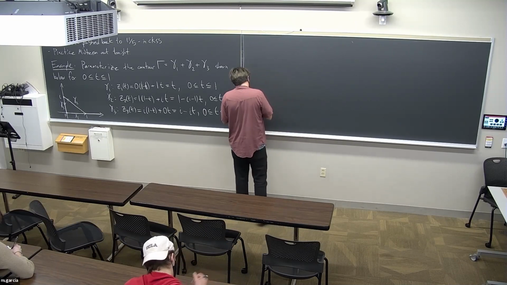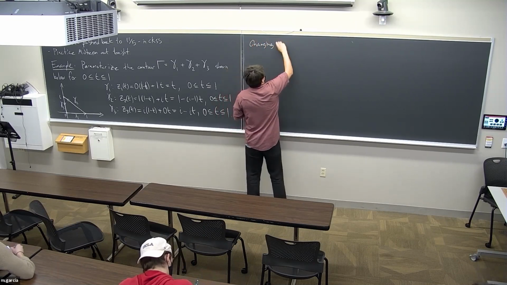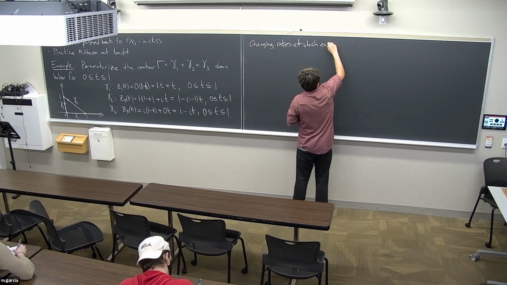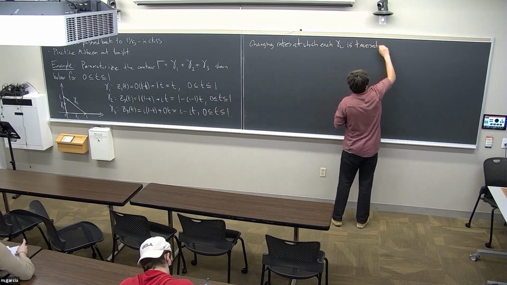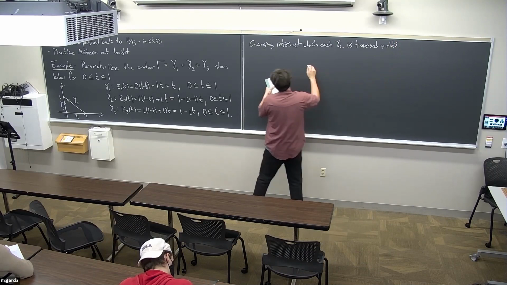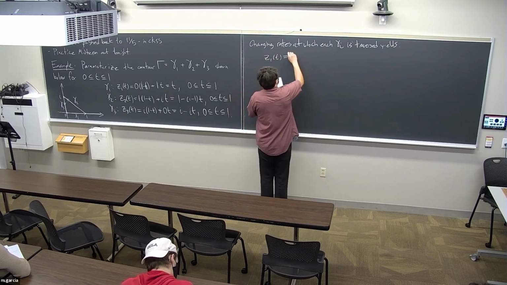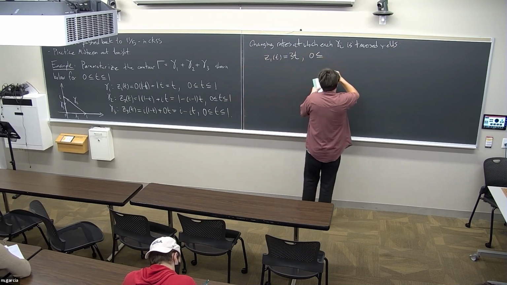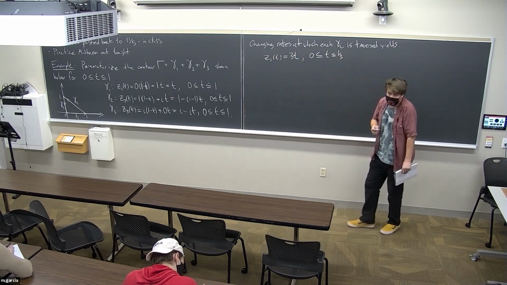So I should say changing the rates at which each gamma i is traversed yields z1 of t, now we'll say instead, is 3t for the time interval between 0 and t equal to 1/3. Okay?